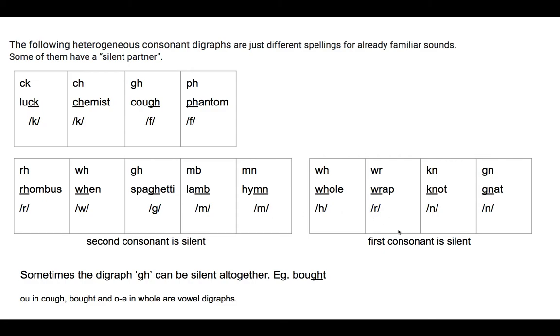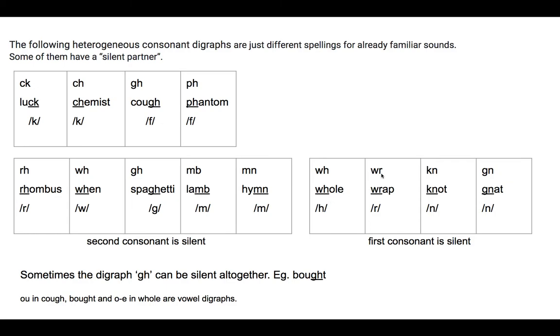him. In this table, the first consonant is silent and the second consonant produces its sound. The letters W and H produces the sound H. The first consonant W is silent and the second consonant produces its sound H. For example, hole.